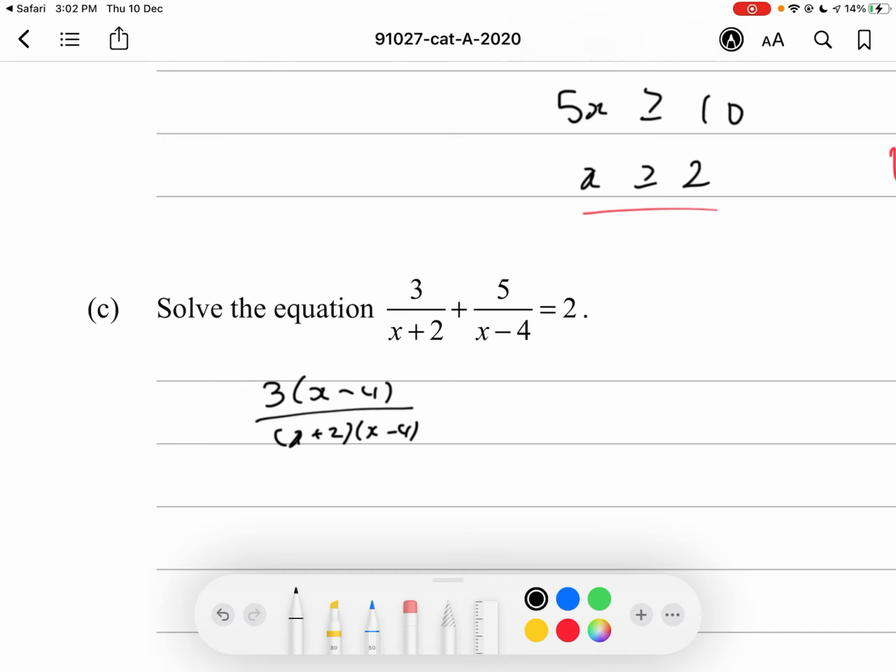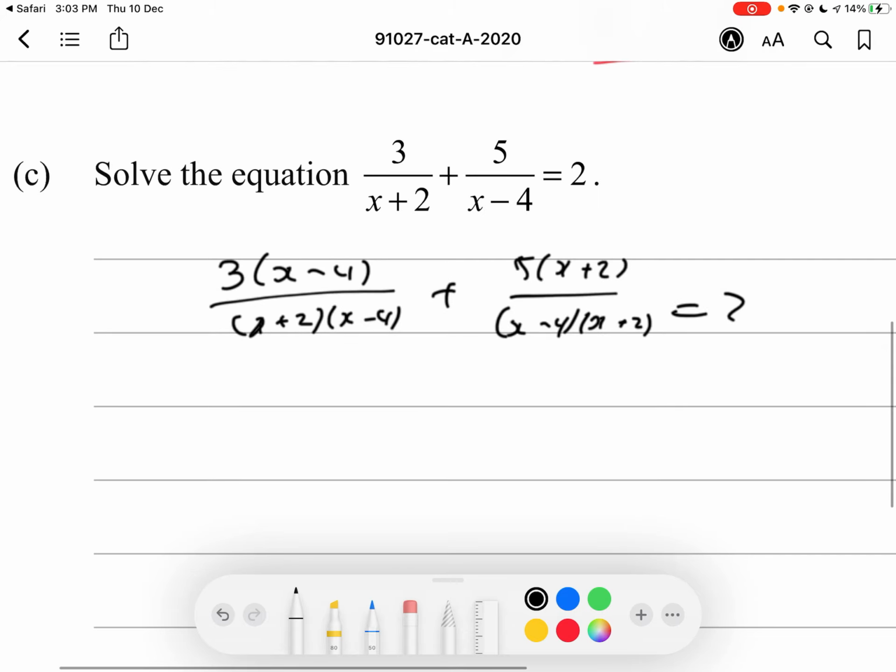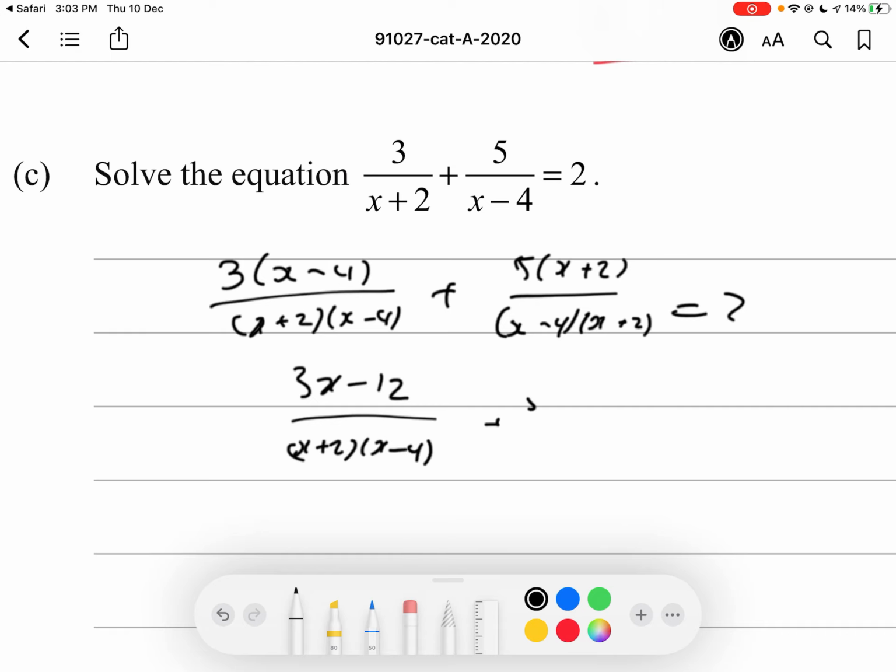The reason we multiply by x minus 4 on the numerator is because what you do to the bottom, you have to do to the top. So we're just multiplying by 1. Now we're going to add 5 times (x plus 2) divided by (x minus 4) times (x plus 2), and that equals 2. If we expand the brackets, that's 3x minus 12 over (x plus 2) times (x minus 4) plus 5x plus 10 over (x minus 4) times (x plus 2), which equals 2.